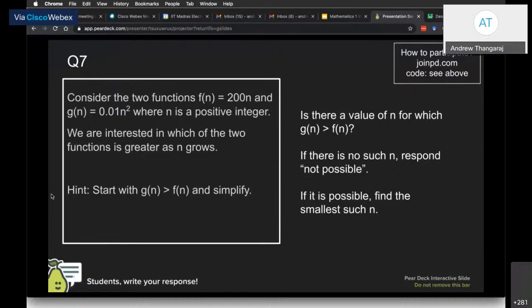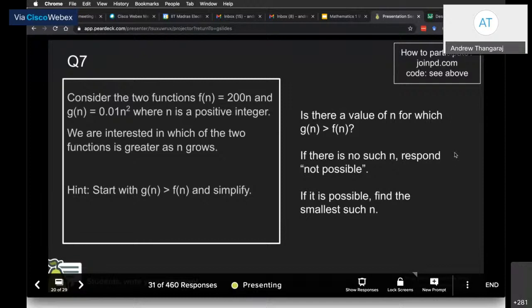g of 2 is 0.04, isn't it? So you see this f of n, f of 1, f of 2, they all look much larger, okay? But I'm going to ask a different sort of question. I want to ask you, is it possible that g of n is greater than f of n?